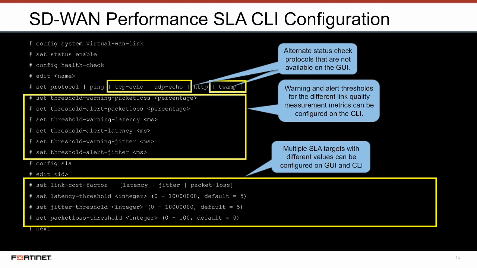You can configure the warning and alert thresholds for the latency, jitter, and packet loss quality checks. These are also not available on the GUI. You can also configure multiple SLA targets with different values on both GUI and CLI.